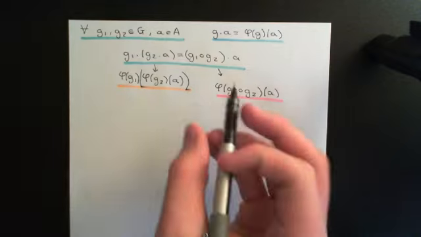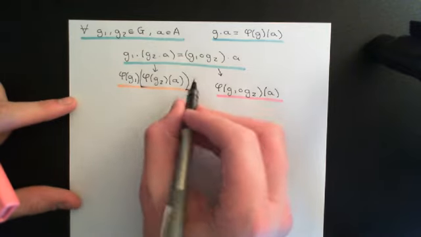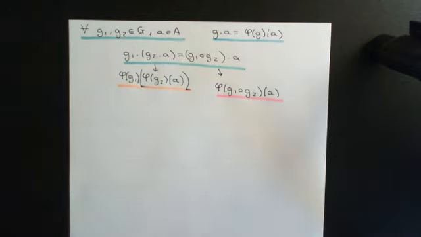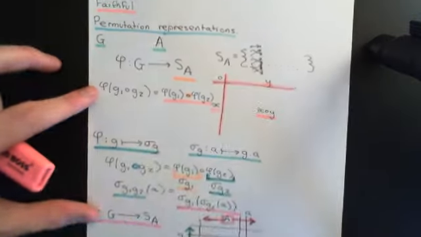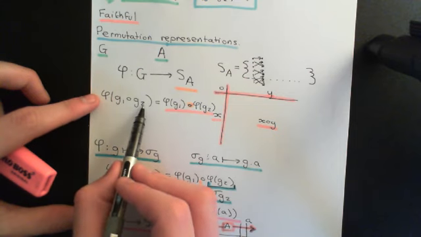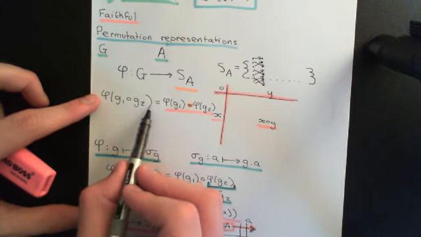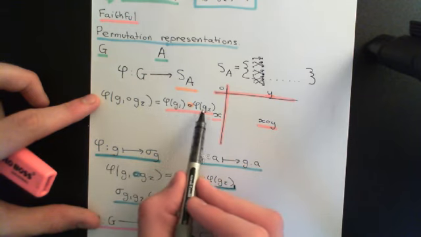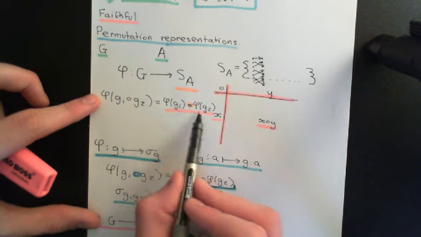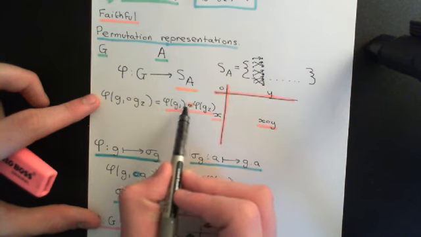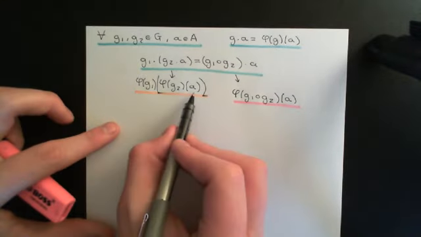But that is exactly what it means for phi to be a homomorphism. So remember the property of homomorphisms. This says that phi of g1 composed with g2, that set permutation, is exactly the same as phi of g1 composed with phi of g2. And remember, composition in the symmetric group on the set A refers to composition of the set permutations, i.e. it refers to this side.